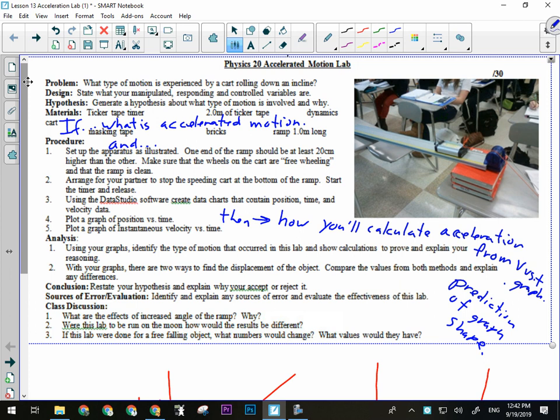A couple of things it says on here. Make sure that the wheels on the cart are freewheeling, so just make sure that they're clear and spinning freely. Make sure that the ramp is as clean as you can check it for. Grab a piece of paper towel there and just wipe it off. And plot those 2 graphs like we said.